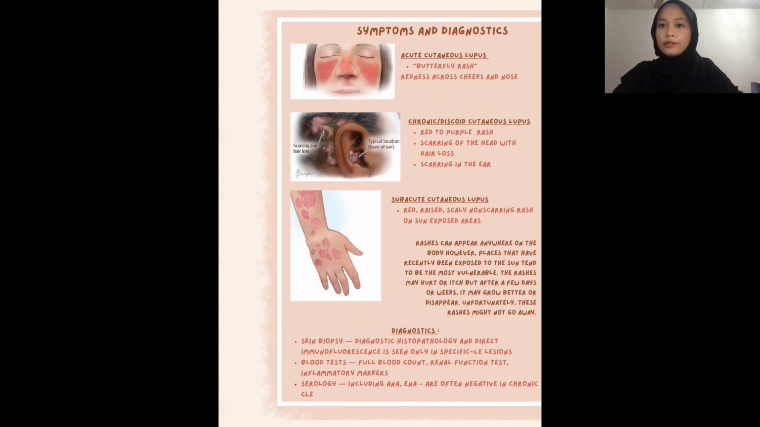CLE can be diagnosed by doing a skin biopsy, which is a procedure to remove cells or skin samples from your body for lab examinations. Direct immunofluorescence involves the application of antibody fluorophore conjugate molecules to the patient's tissue sample. Next, blood tests involving full blood count, renal function tests, inflammatory markers. Serology, including ANA, ENA. Serology is a study of serum and other body fluids. ANA test evaluates presence of autoantibodies, and ENA test determines which protein in the cell nucleus the autoantibody recognizes.